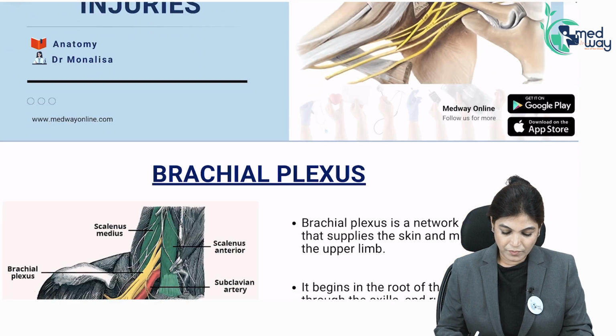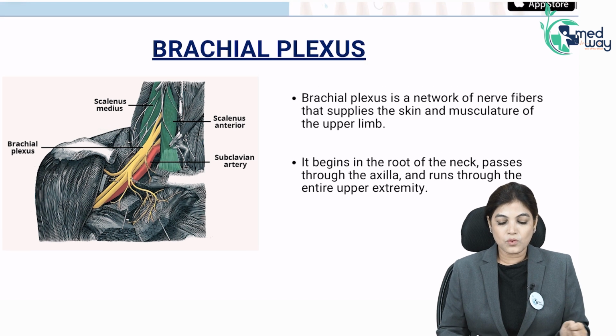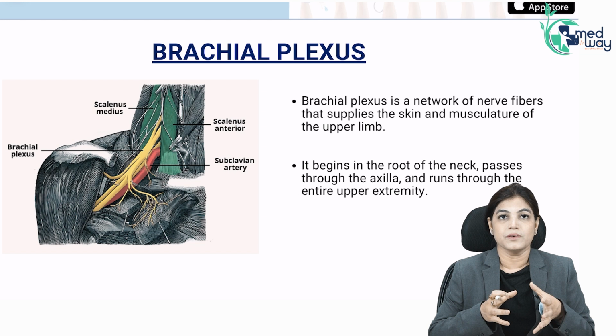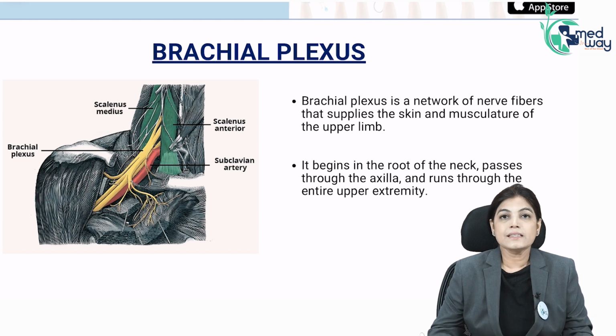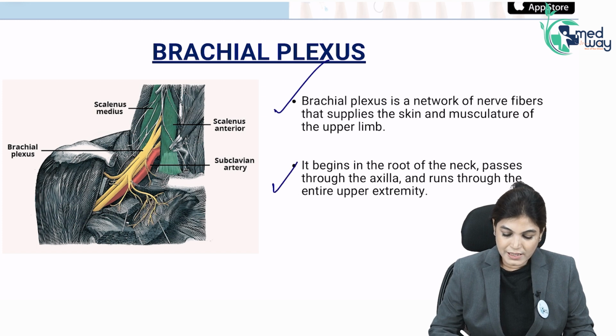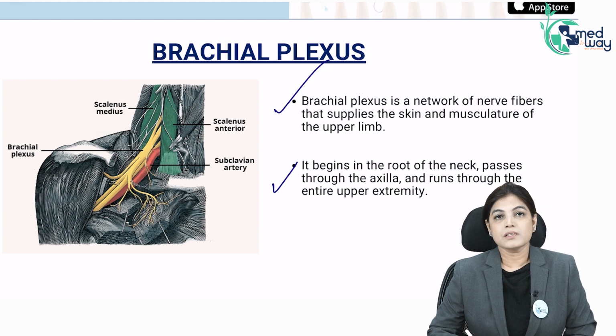So let's start. If I talk about the formation of brachial plexus, it's important to know exactly what we mean by the word brachial plexus. It is formed by a group or bunch of nerves, and this network of nerves supplies the skin and the musculature of the upper limb. The beginning point of brachial plexus is in the root of the neck, and thereafter it traverses in the axilla, and the course of brachial plexus is covered by an axillary sheath, which is a continuation of the prevertebral layer of deep cervical fascia.